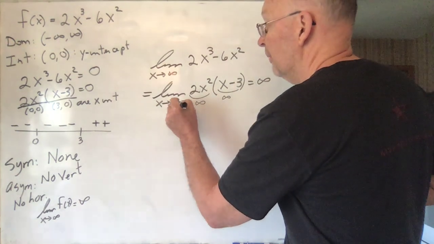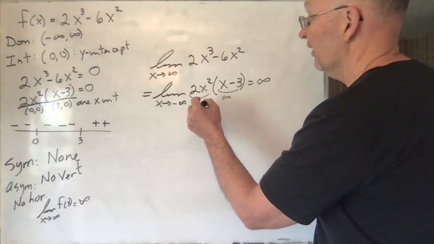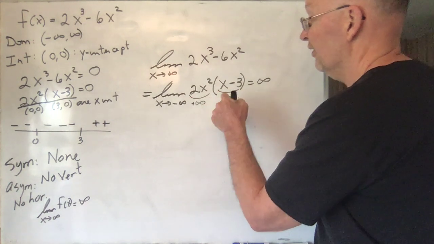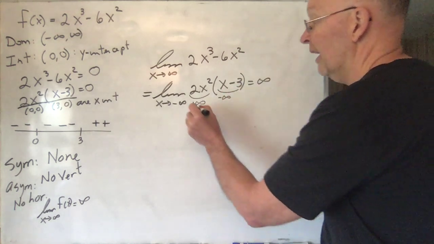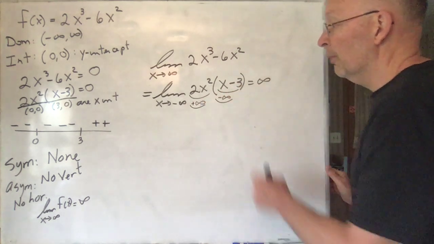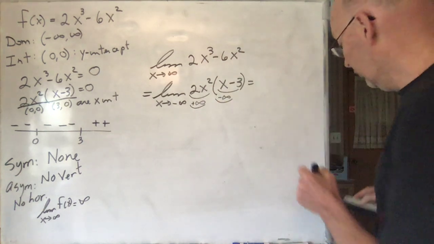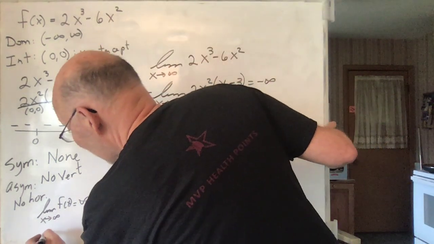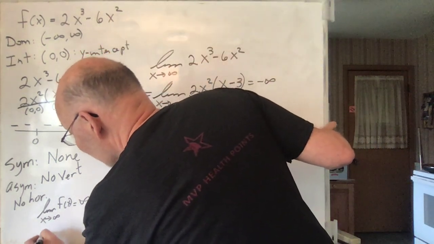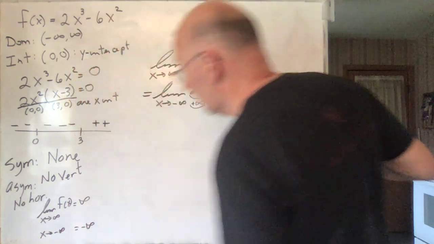As x gets to be a big negative number, then what happens? This is still going to be positive. This is now going to be a negative number minus 3, which is going to be negative. What happens when you multiply a big negative number by a big positive number? It's going to be a big number, and the sign will be negative. So that's kind of important to know as well. And for lack of room here, I'm just going to say x goes to minus infinity. The answer is minus infinity.